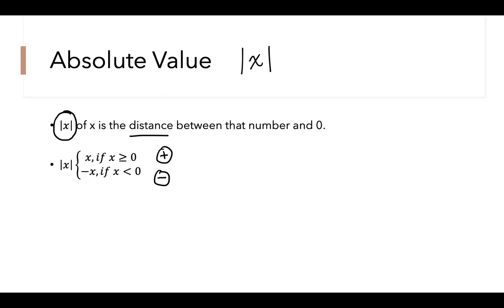Now keep in mind that the equal sign is only on one of them, in this case only on the positive. You cannot have an equal sign on both cases, only one or the other.